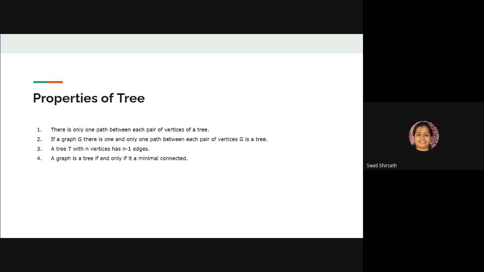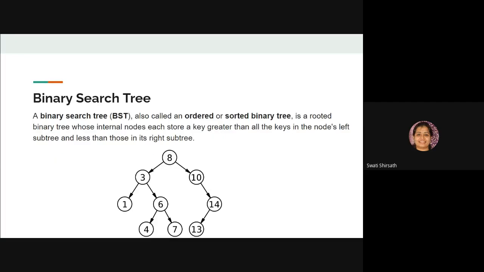Then a graph is a tree if and only if it is minimal connected. We will be talking about the minimum spanning tree, so at that time you will come to know what minimal connected is. Okay, so these are some properties of a tree. Then I'll be giving you one document on properties of trees.